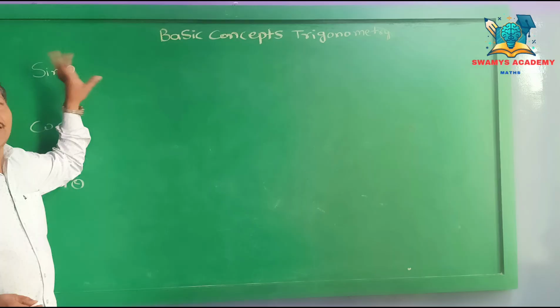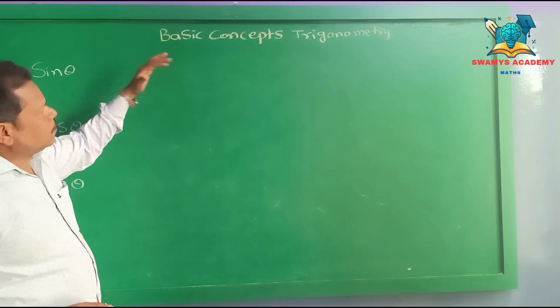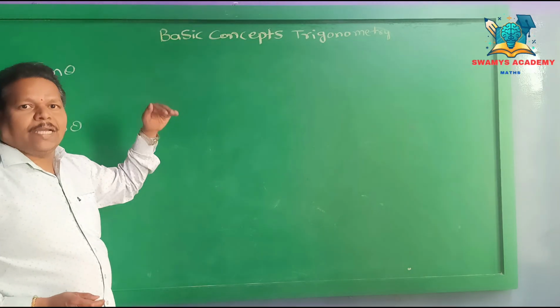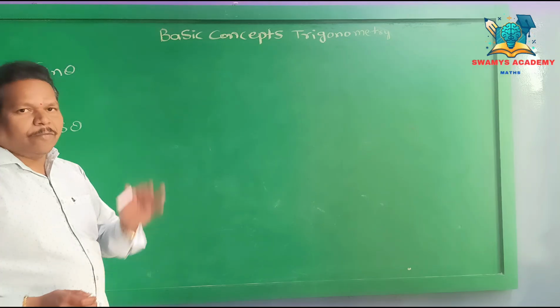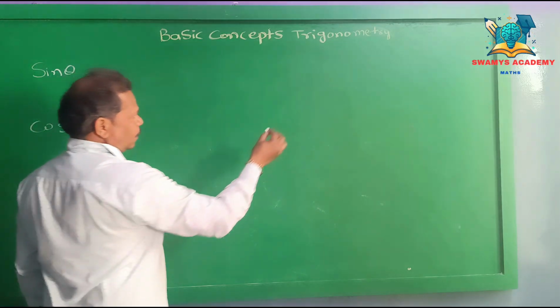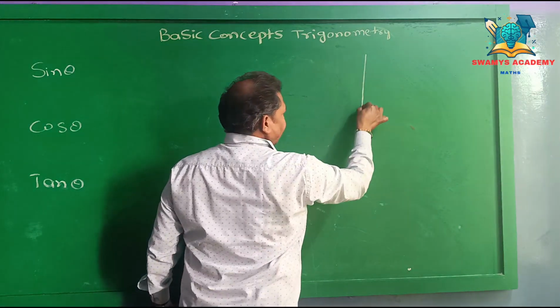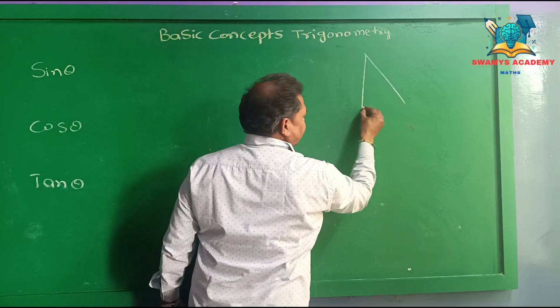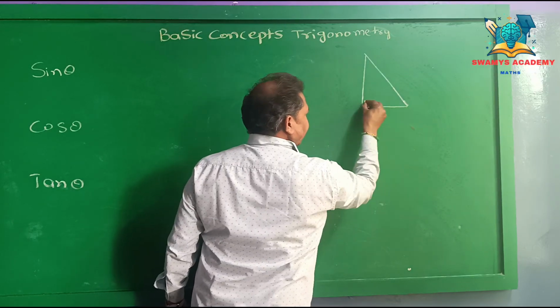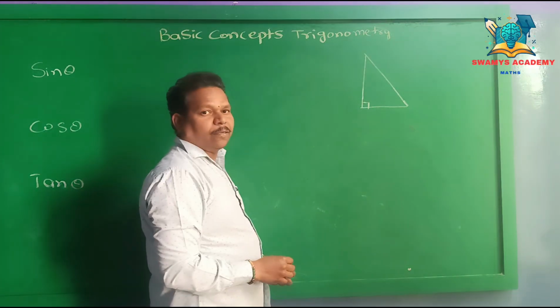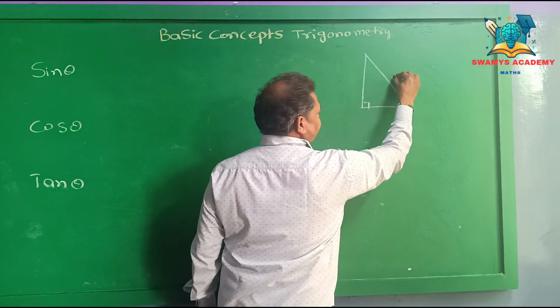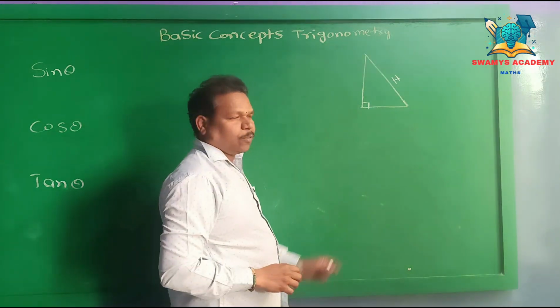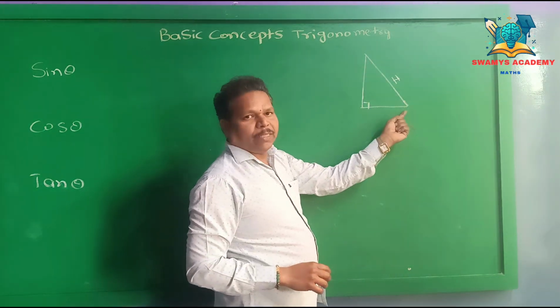Theta represents an angle. In the basic concept and application of trigonometry, we will apply only the right angle triangle. In the right angle triangle, the side opposite the 90-degree angle is called the hypotenuse. These two angles will change.